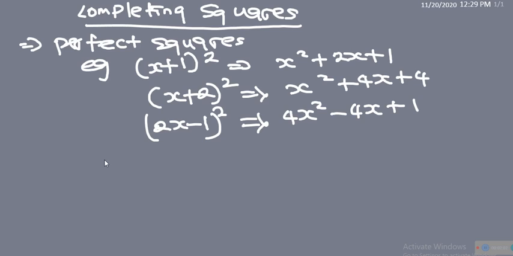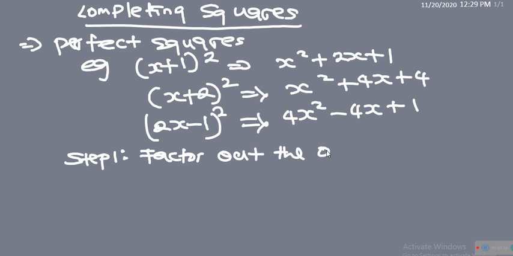And I will tell you the steps of completing the square. Step 1 is to factor out the coefficient of x squared. In the class we said dividing through, so it's the same thing. So when you have an expression, let us use factor out.